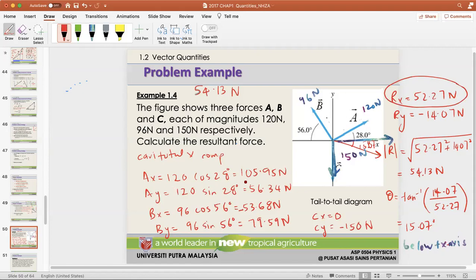And then the addition of ay, which is a positive value, and by, which is a positive value, and cy is a negative. The total y component is negative. So if we want to draw Rx and Ry on a different axis, I'm just going to draw a new one. Rx is positive 52.27, so it's this way, 52.27 Newton. And Ry is negative 14.07 going down. So it's slightly shorter than the Rx component.